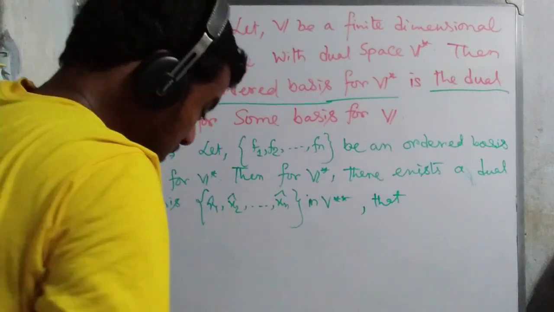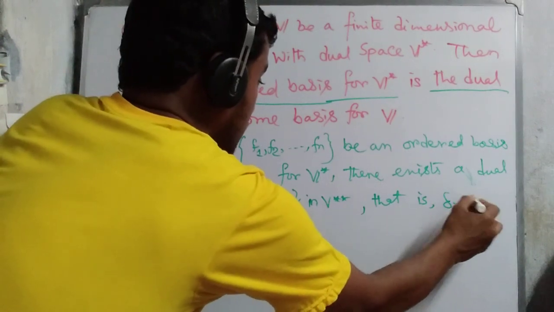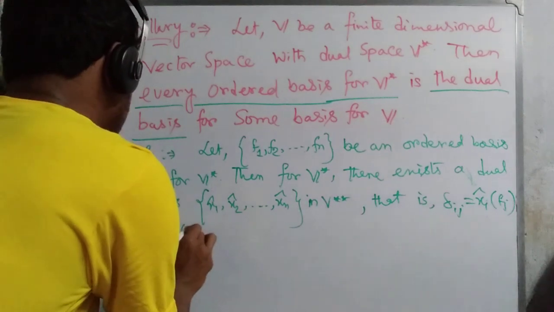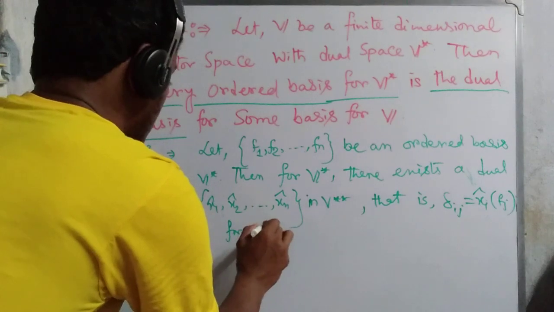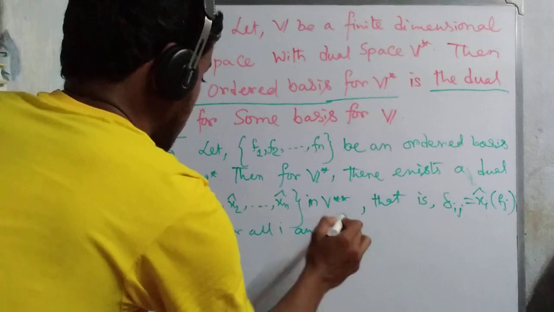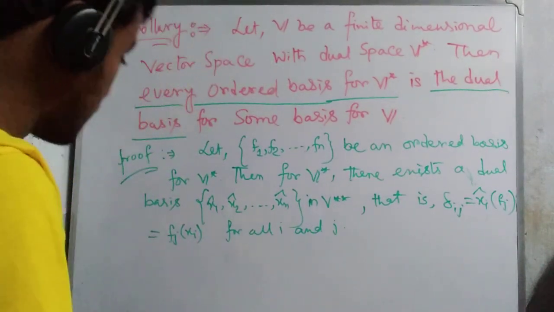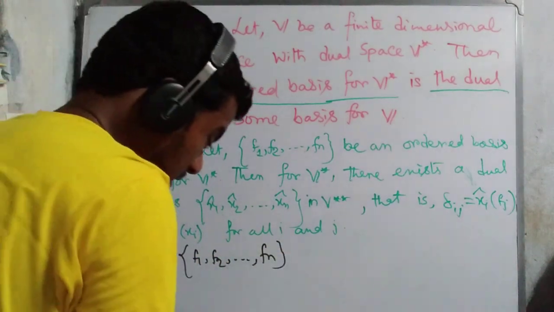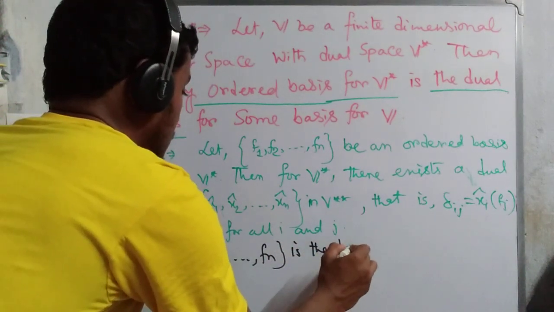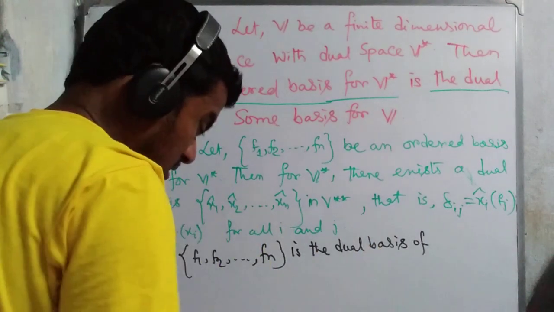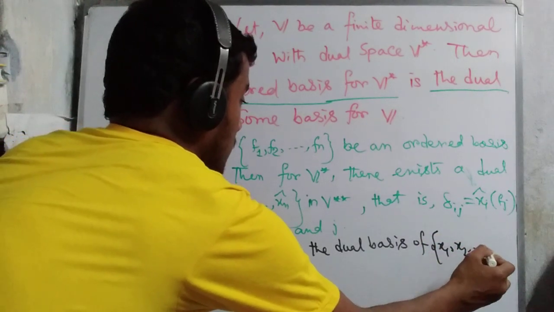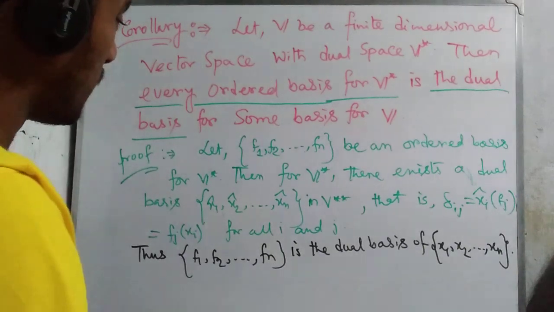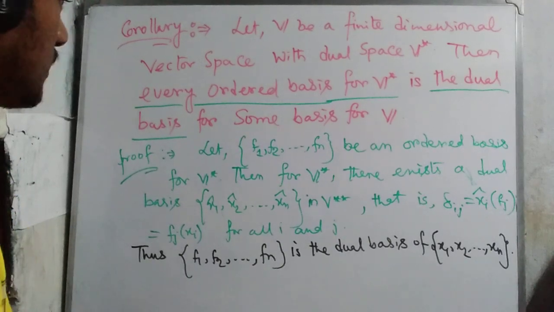That is, there exists a dual basis such that delta ij equals xi cap fj, and this equals fj xi, for all i and j. Thus f1, f2, ..., fn is the dual basis of x1, x2, ..., xn. Understood?